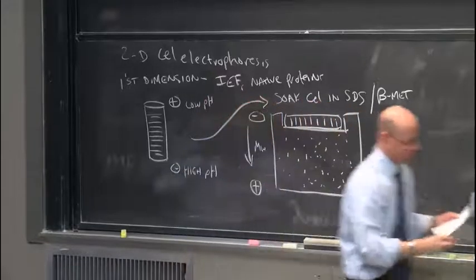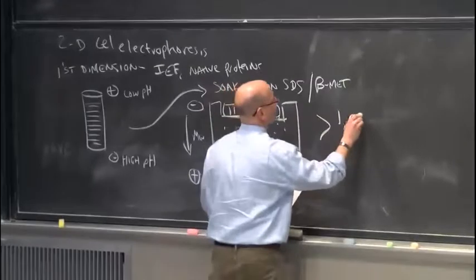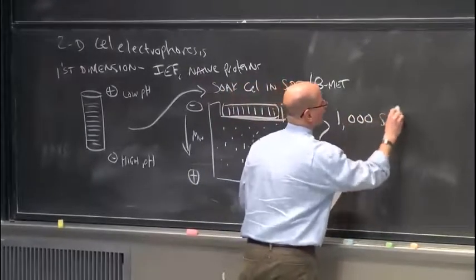And I have a picture for you of what a real 2D gel looks like. That's this. And you can usually, if you're lucky, sometimes see more than 1,000 spots. So when you do this, you typically get greater than 1,000 spots.